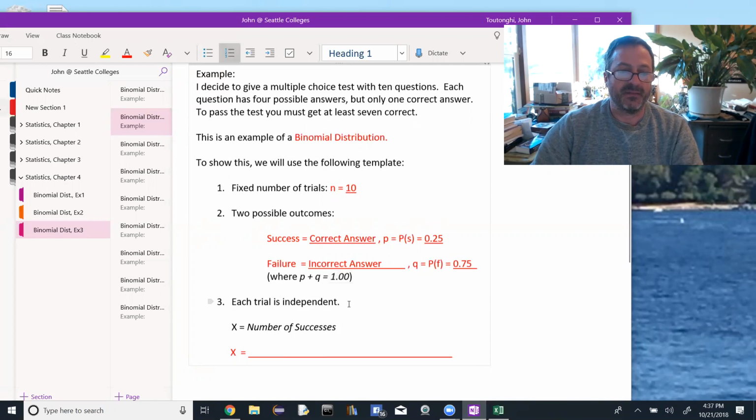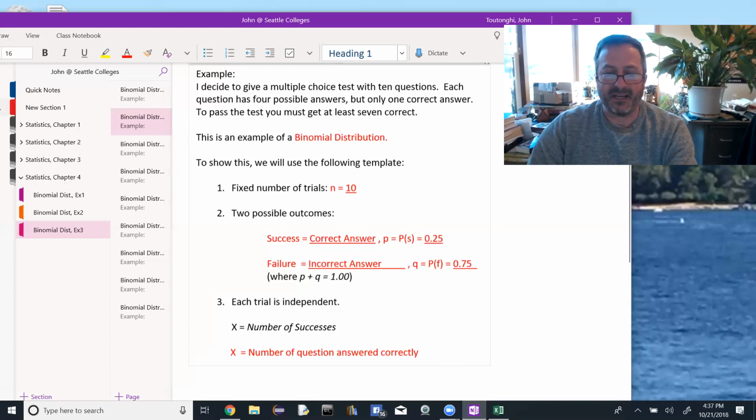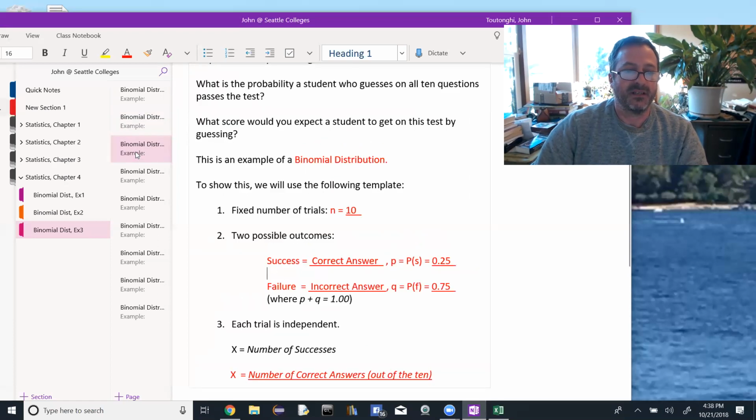And then each problem is independent. So we just state that, and then explicitly say what X is. X is going to be the number of questions we get correct out of the 10. It's important to identify what X is because that will help us answer the actual probability question in the problem. So I'm just going to summarize that on this page.